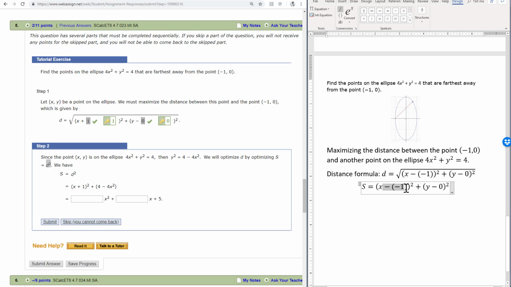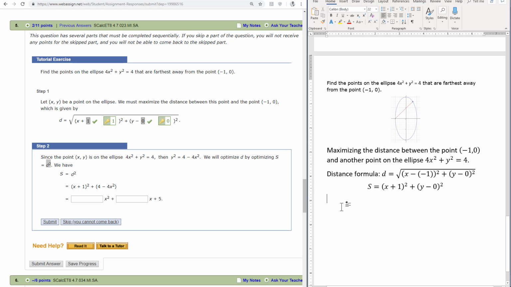So let's write what they have. x plus 1 squared, and then we have a y. So what is y? We're going to use the ellipse as our constraint. So let's also make a note of that. Our constraint is the ellipse, and if you look at this new function that we're trying to maximize, we have 2 variables, but we only want this as a function of only 1 variable, so we need to replace y. This, by the way, is just y squared, right?